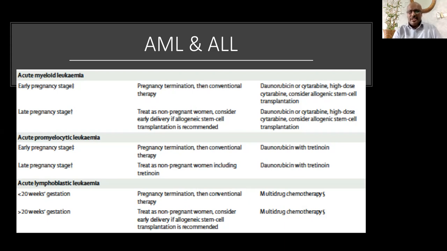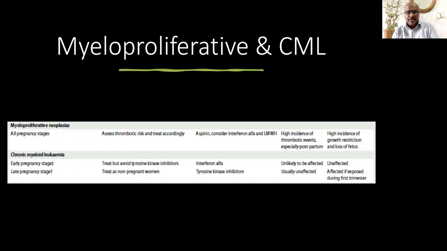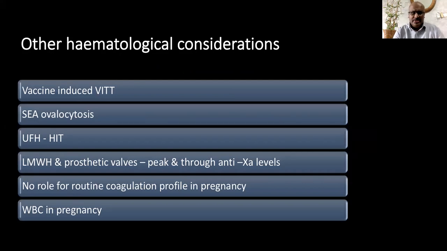I think the goal of management of acute myeloid leukemia is to ensure that the mother is given optimal treatment while you ensure that you have taken the fetus to a safe gestation where you can salvage the fetus without causing any significant harm to them. So finally, myeloproliferative neoplasms and CML are rare, but not unheard of. Interferon alpha is not contraindicated in pregnancy, but usually medications such as tyrosine kinase inhibitors are avoided, but think of thromboprophylaxis.